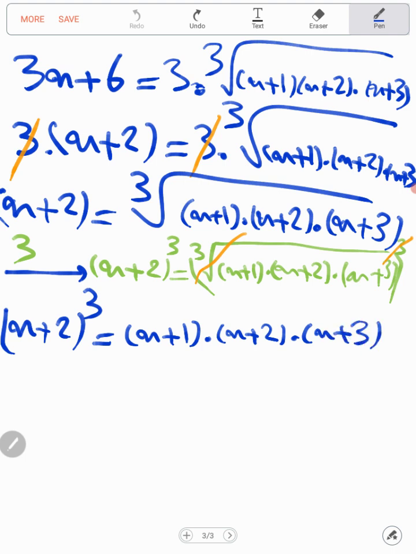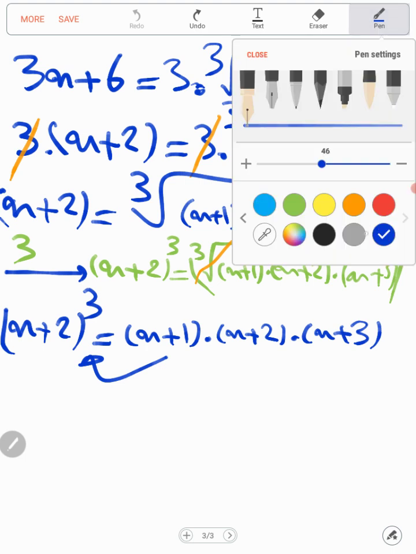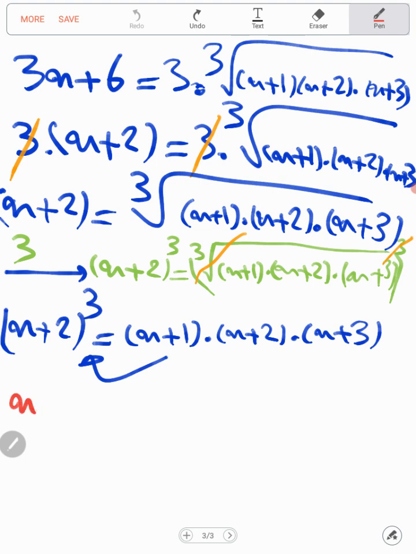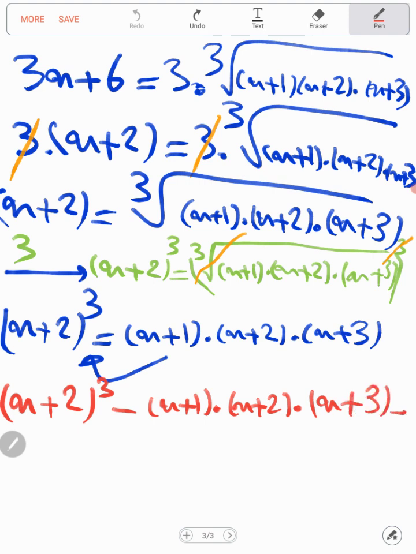Okay, for simplifying this math problem, it's better to move this part of this equation to the other part of this equation. I mean, parentheses x plus 2 to the power of 3 minus parentheses x plus 1 times x plus 2 times x plus 3 is equal to 0.